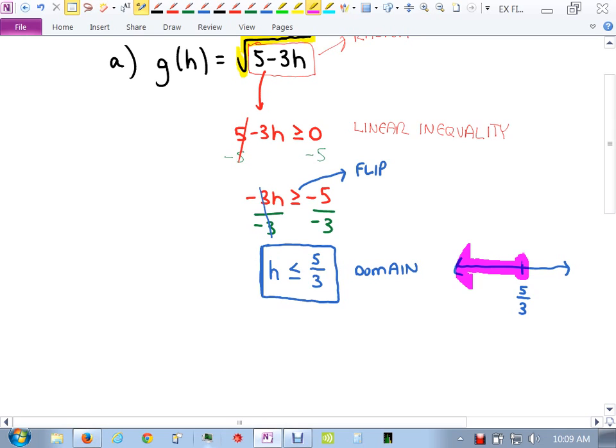Yes, you can. That's why this is a little tricky, because a lot of people think that because you have a square root, you can never plug a negative in. But you actually can. Let's pick something to the left of 5/3, and let's pick a negative. How about negative 1? You all agree negative 1 lives over here somewhere? According to our answer, we should be able to plug in negative 1.